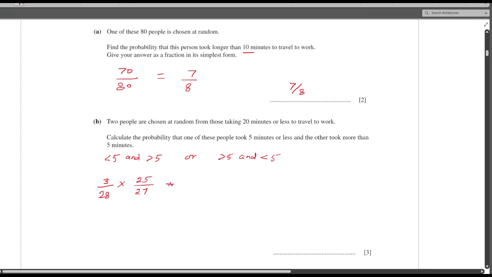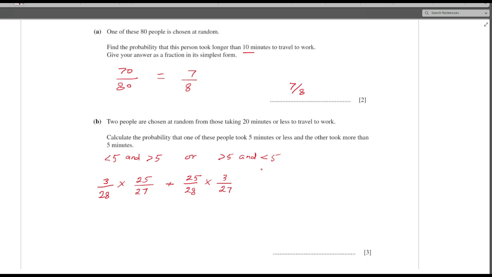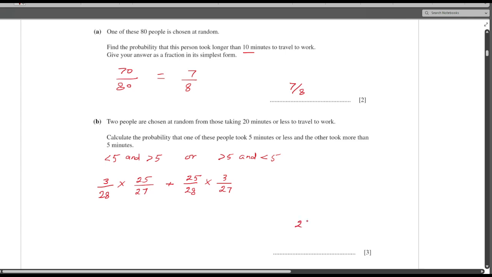Or, so here I will say plus, if the first person is taking more than 5 minutes, so it is 25 divided by 28, and the other is taking less than 5 minutes, so it is 3 divided by 27. So therefore your result will be 3 divided by 28 times 25 divided by 27, and we multiply this by 2 because the second option also has the same result. So our result will be 25 divided by 126. 25 divided by 126. Okay.